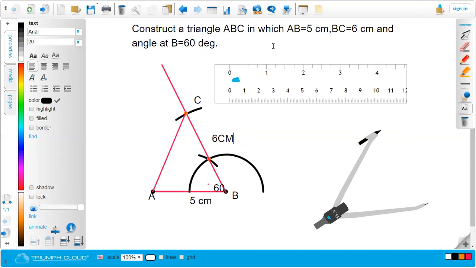Here the condition is that two sides are given and the angle between these two sides is also given. Okay, this is the condition. In our next video we will discuss more about the construction of the triangle in different situations.